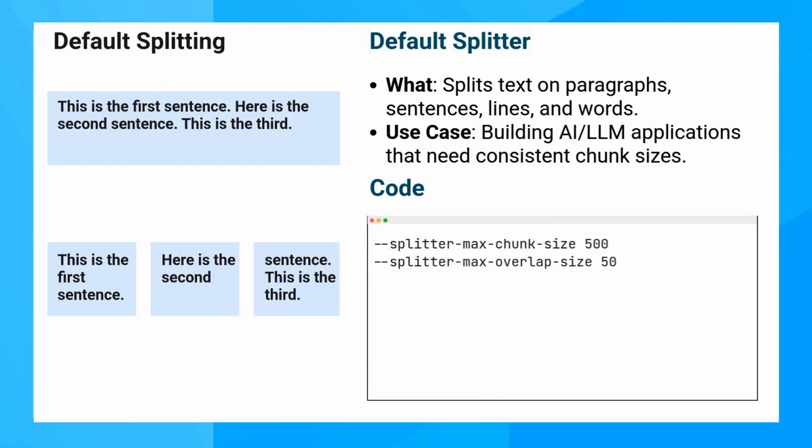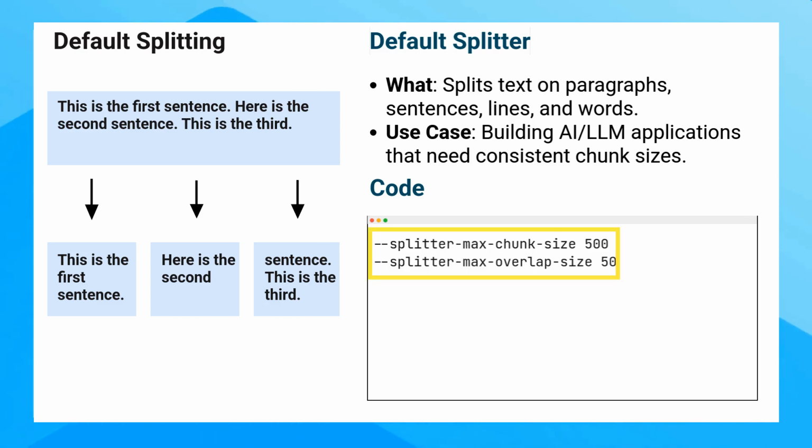To split the data, Flux offers a number of options during the import process. The MarkLogic Flux default splitter splits text on paragraphs, sentences, lines, and words. This type of splitting is best for use cases that require consistent chunk sizes like RAG applications. The chunk size and character overlap can be specified.